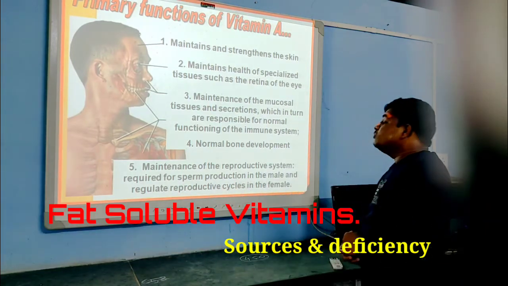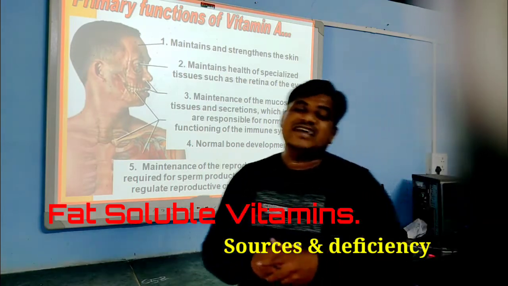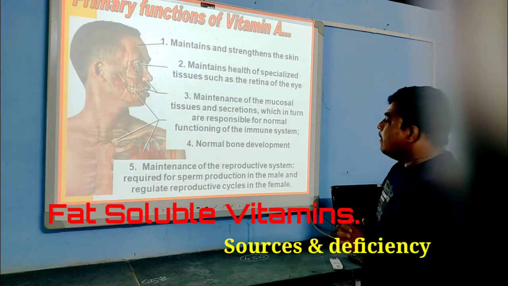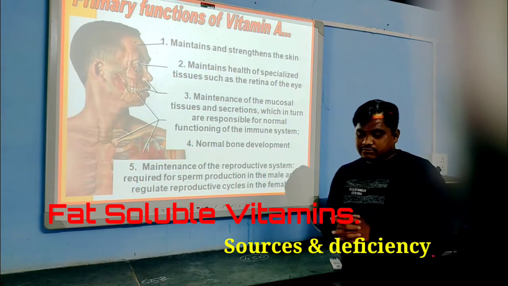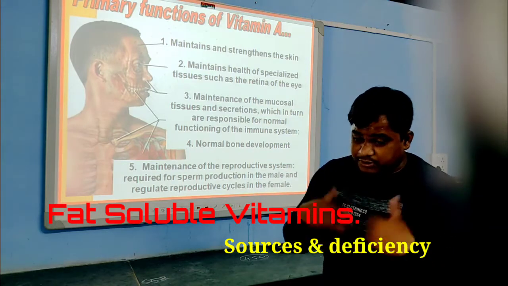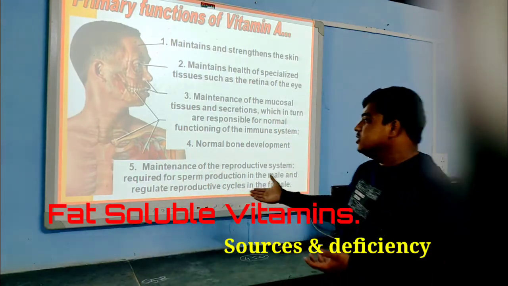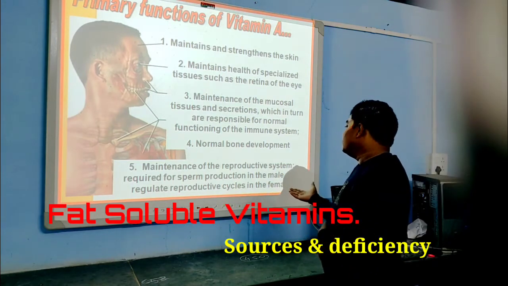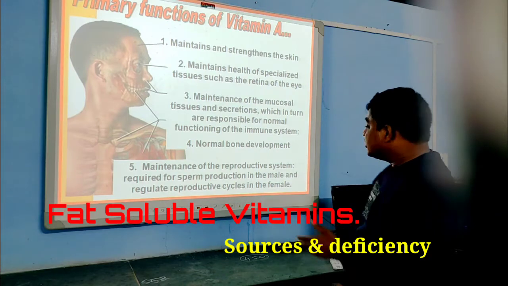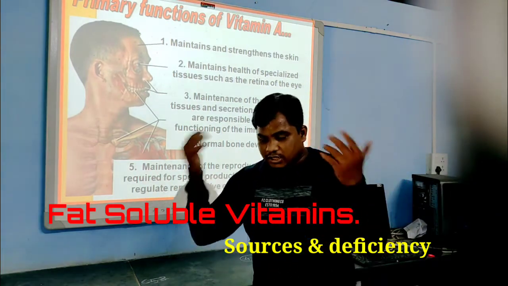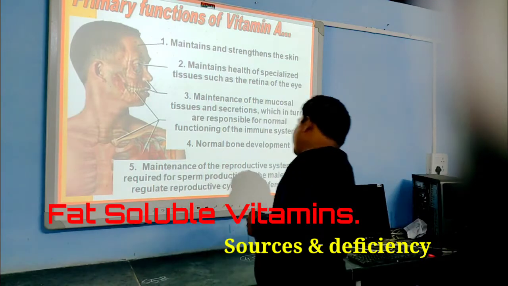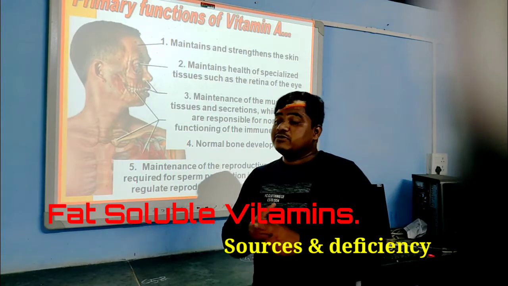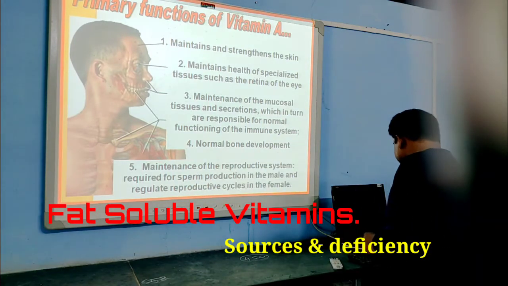Now the normal bone development. The fourth important function of vitamin A is normal bone development. And the fifth is the maintenance of the reproductive system, which is required for sperm production in the male and to regulate the reproductive cycle in the female. This vitamin is very important for sperm production in males, and the reproductive cycle of the female is also regulated by vitamin A.